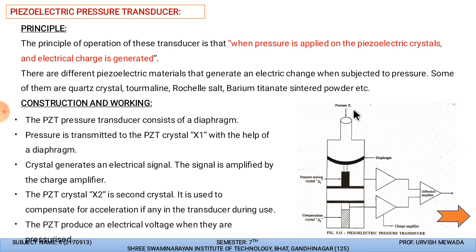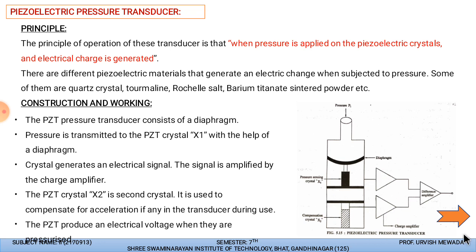So the pressure that we are measuring will pressurize the diaphragm, and the diaphragm will pressurize the crystal X1, and this is the compensating crystal, so that will protect the gauge from the unwanted stresses inside the gauge. And according to the compression of the gauge, the crystal will produce the electrical output, and this electrical output is not capable of driving the circuit, that's why it will get amplified.